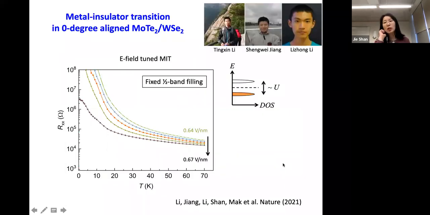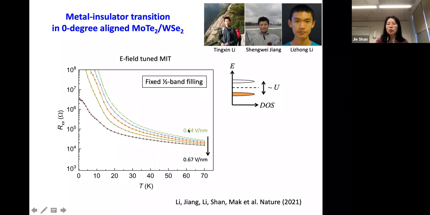Okay, so let's take a look at some measurements. What I'm showing here is the resistance as a function of temperature for some range of electrical field. Each curve has a fixed electrical field. When I cool down the sample, resistance goes up. This is a very typical insulating state, and that's something we saw before: a Mott insulator. So you need to overcome a very large U energy in order to make this conducting.